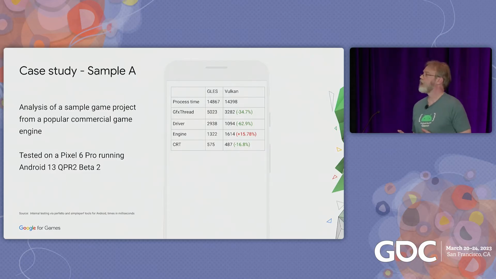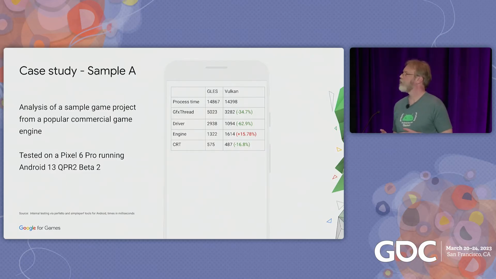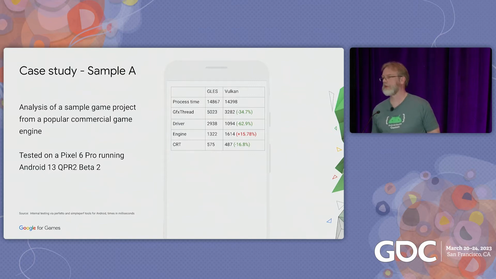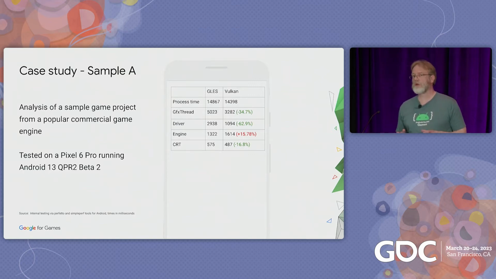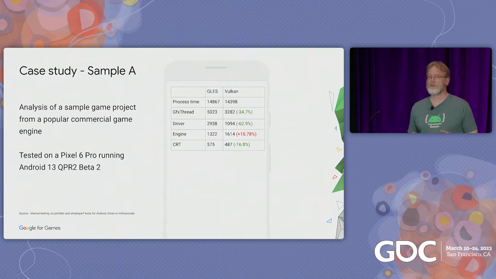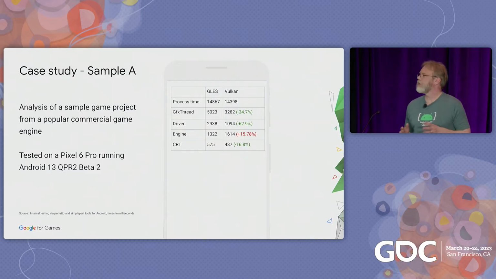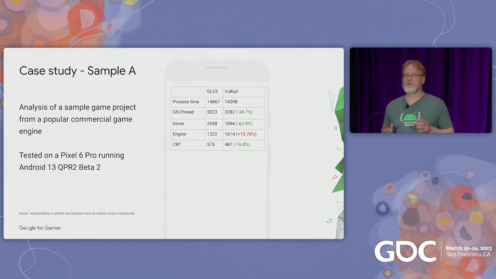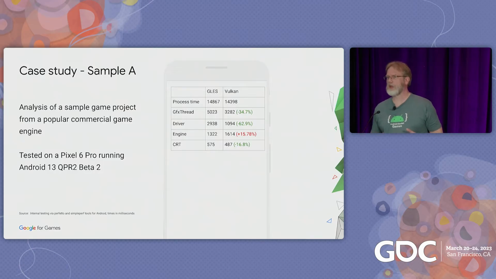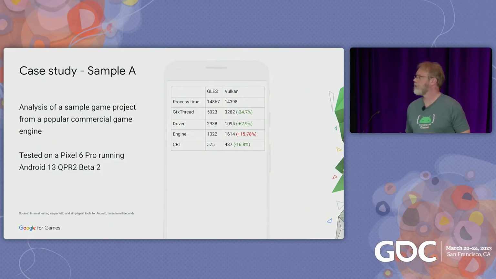As far as the C runtime library, it's about 16% less on Vulkan versus GLES. Digging further into those figures, what that really boils down to is memcopy, memset, and mutex operations. So a lot of that is the driver potentially doing less moving of memory around, copying, keeping extra copies. So there are efficiency wins there.